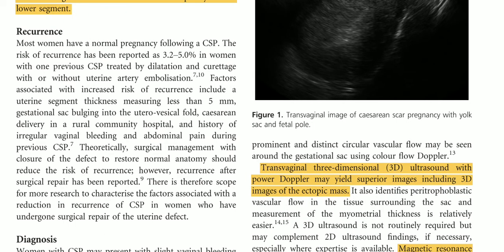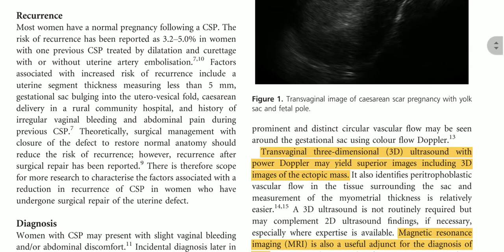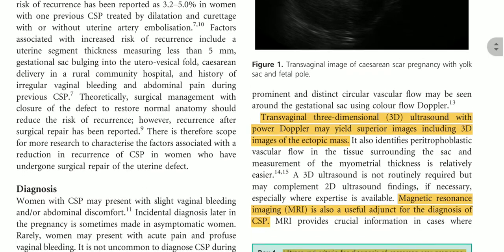Theoretically, surgical management with closure of the defect to restore the normal anatomy should reduce the risk of recurrence. However, recurrence after surgical repair has been reported. There is therefore scope for more research to characterize the factors associated with the reduction in recurrence of cesarean scar pregnancy in women who have undergone surgical repair of the uterine defect.